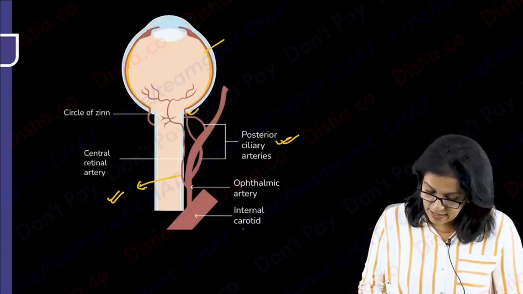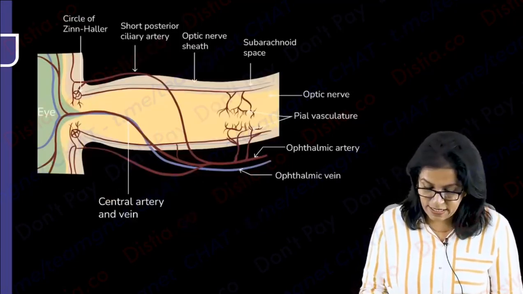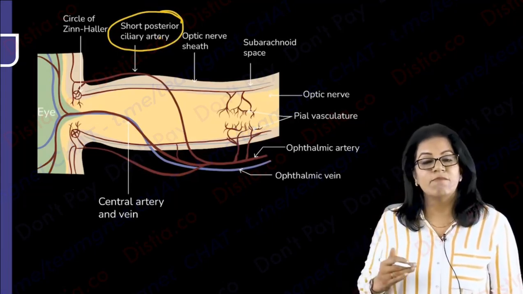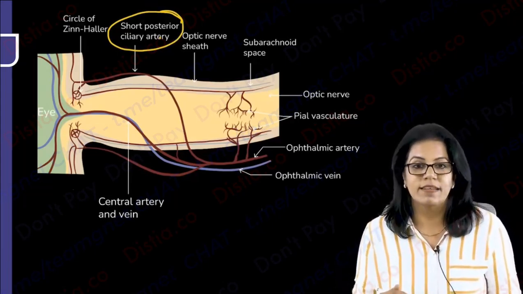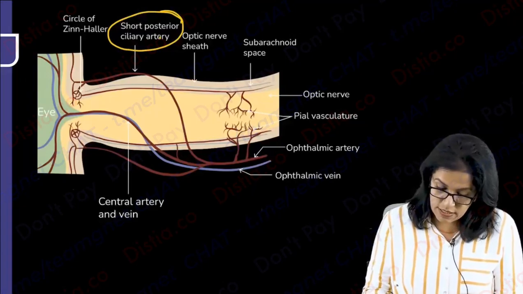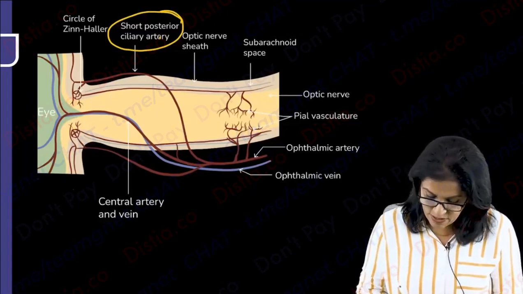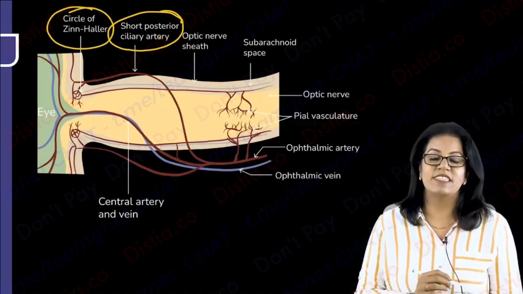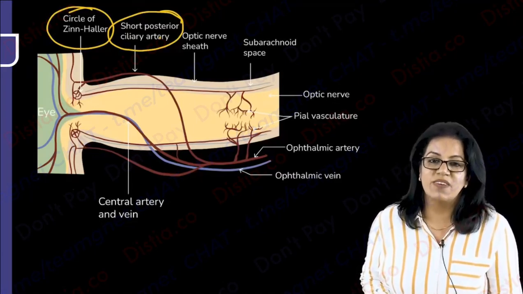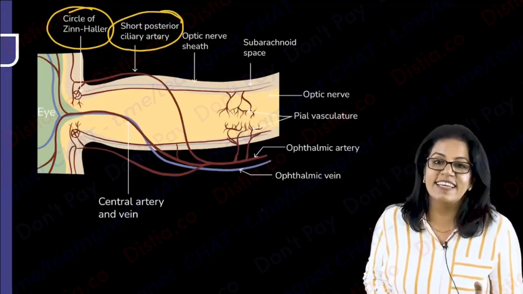And what is the circle of Zinn? Part of the optic disc is supplied by anastomosis of the short posterior ciliary arteries, which were supplying the choroid and the retina part, the outer layers of the retina and choroid. This anastomosis between the short posterior ciliary arteries is what is called the circle of Haller and Zinn, which supplies the area of the optic disc. So you should know what the circle of Haller and Zinn is. These are nothing but anastomosis of the short posterior ciliary artery.